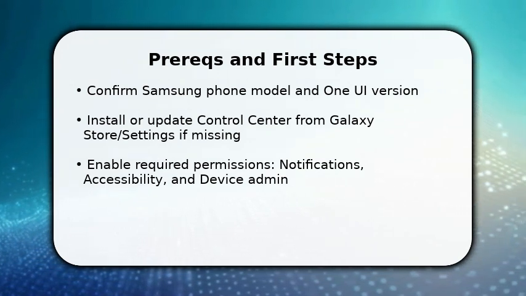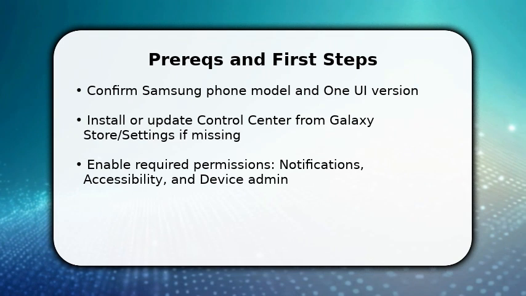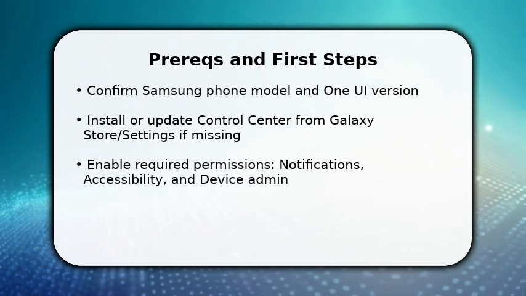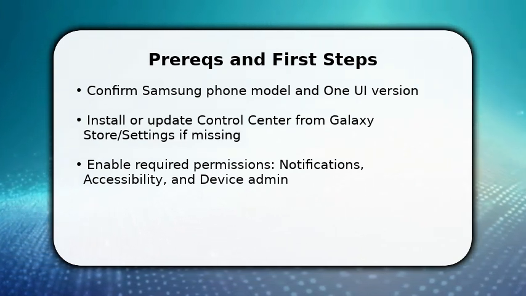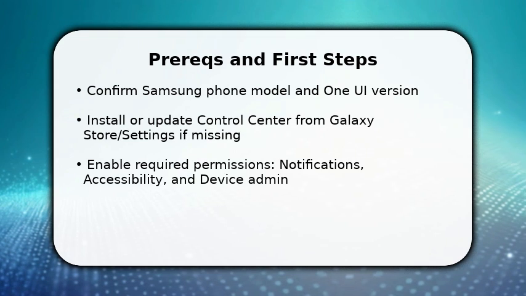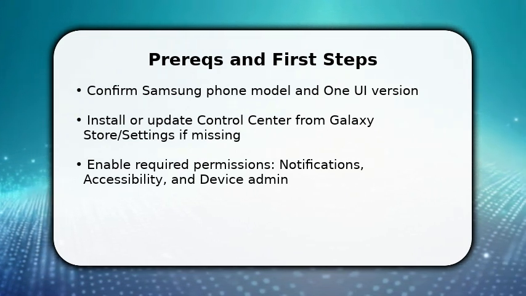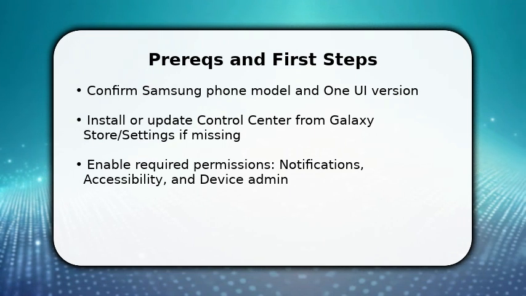Once done, grant the app necessary permissions, allow notifications so toggles reflect system state, enable accessibility features for quick actions, and accept any device admin prompts. Make sure Bluetooth and Wi-Fi are on for relevant controls to appear.